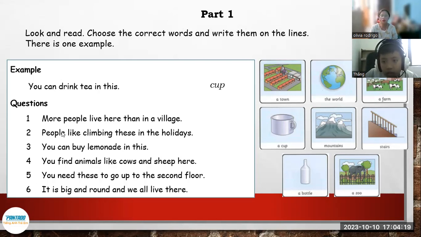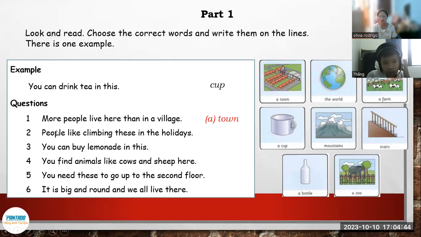Okay, so number one. Number one is a town. More people live here than in a village. It's a town.